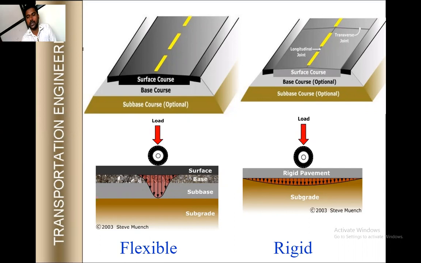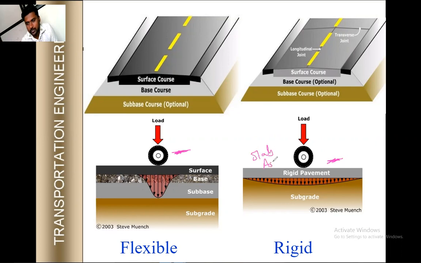In the flexible pavement, how the depression will be there in the structure beneath the pavement, and how the reaction of the wheel is transferred into the rigid pavement. Please see, it is given here, how the reaction of the wheel is transferred into the flexible pavement and how it is transferred into the rigid pavement. This reaction is transferred like a slab action or the beam action, you can say.